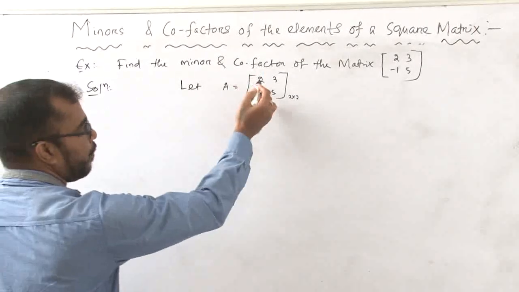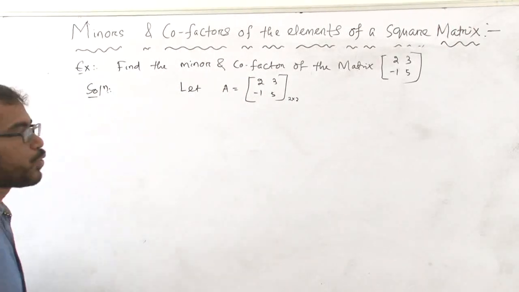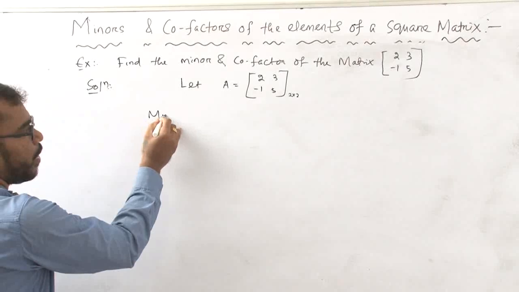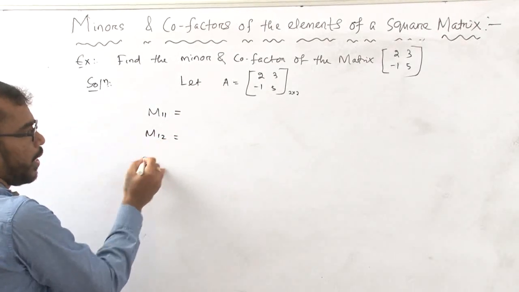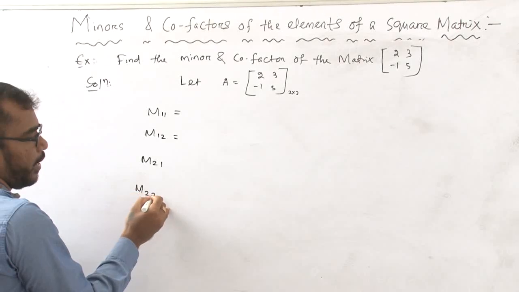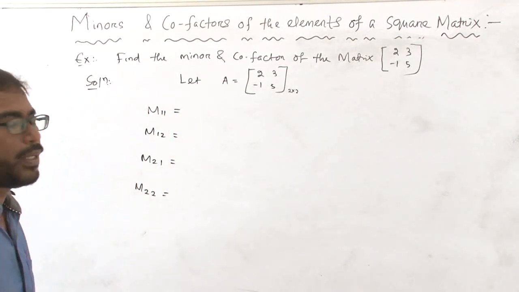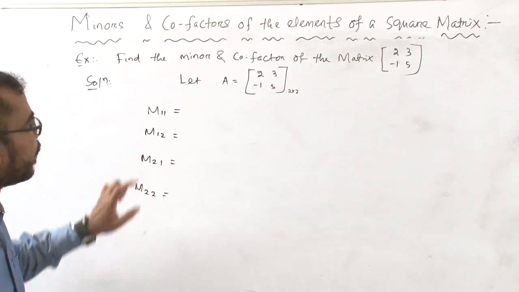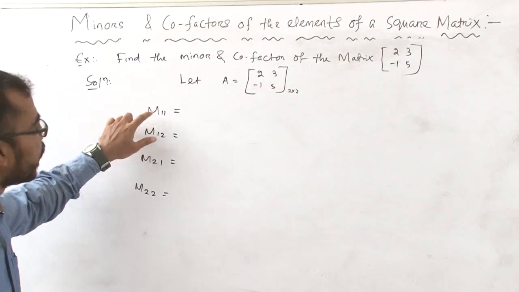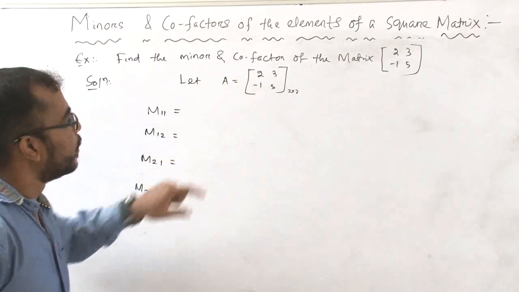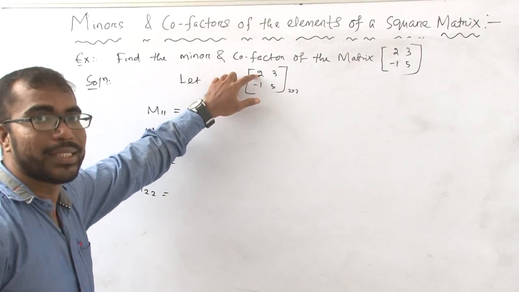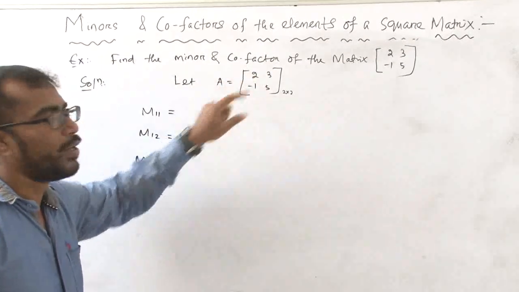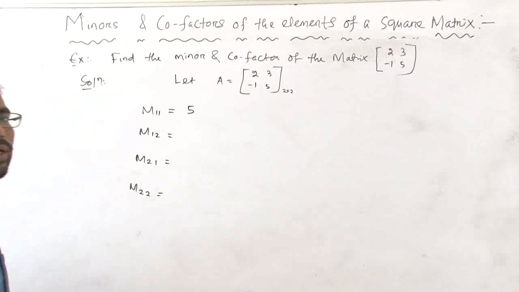So here the positions are: the first element is A11, so the minor of A11 is called M11. Then find M12, M21 and M22. Since there are 4 elements, we define 4 minors. M11 means for the element 2, we delete the row and column of this element. Then we get only 5. So this is the value of M11.